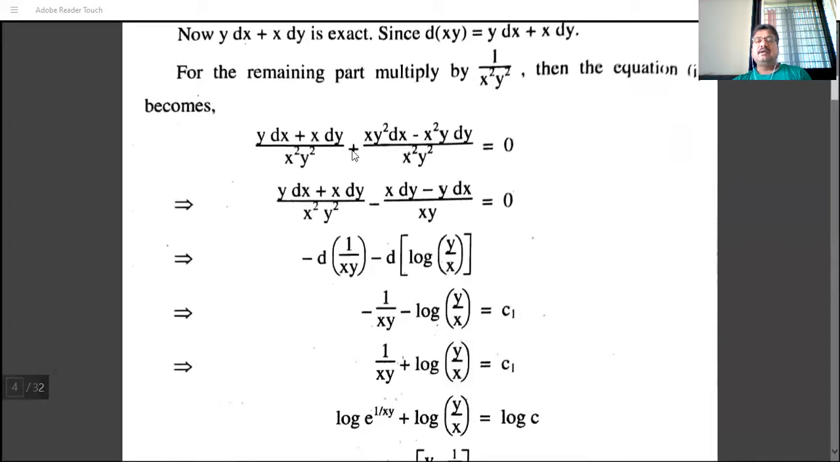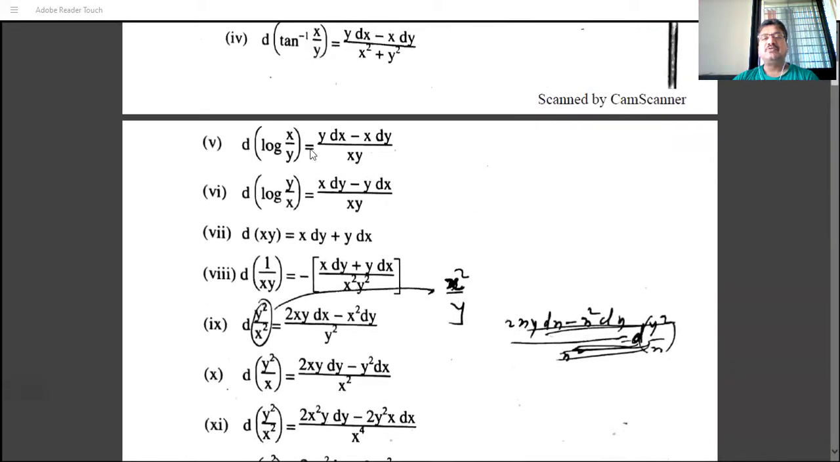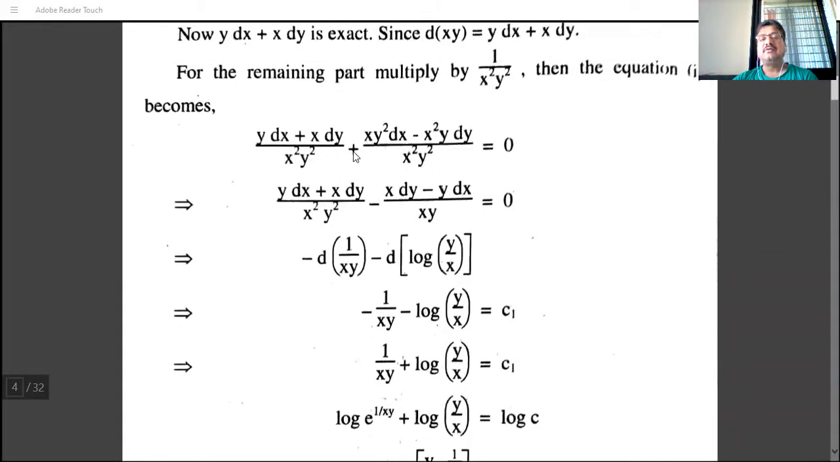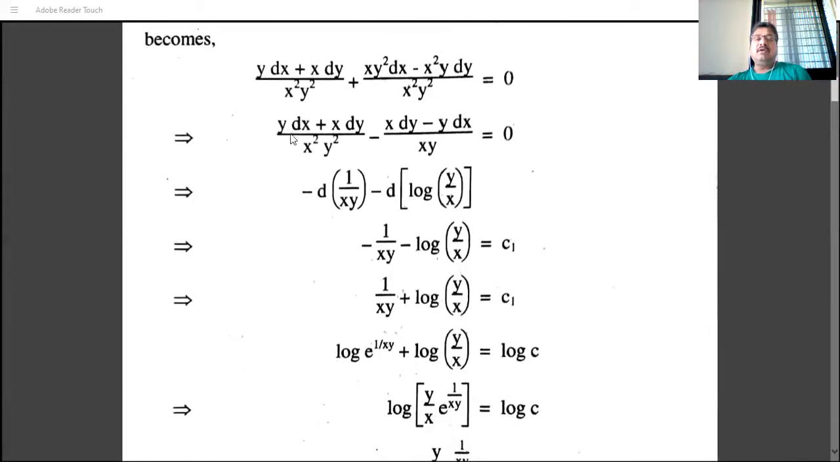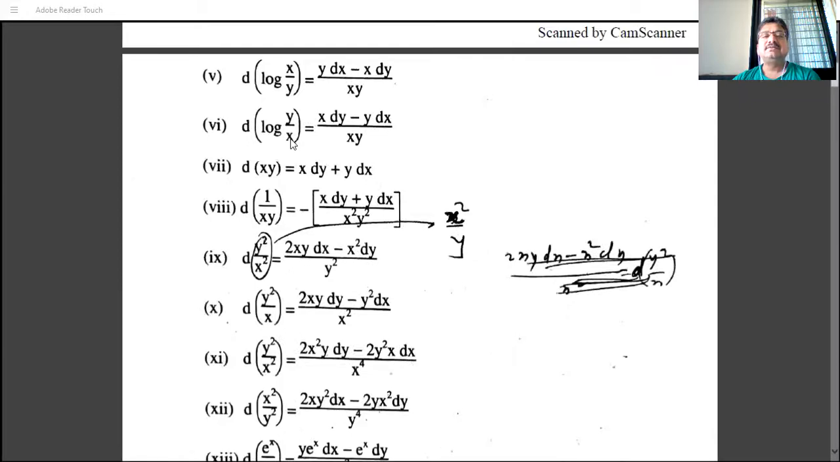If you take this plus sign as it is, then we have y dx minus x dy divided by x into y. Again, y dx minus x dy divided by x into y is d of log x by y. So don't take the negative sign common, take this plus as it is, and then we have to write this log x by y. If you write plus here, then it is the derivative of log x by y. But now what we have is minus derivative of x by y, because what is the derivative of 1 by x into y? 1 by x into y is this minus this bracket.